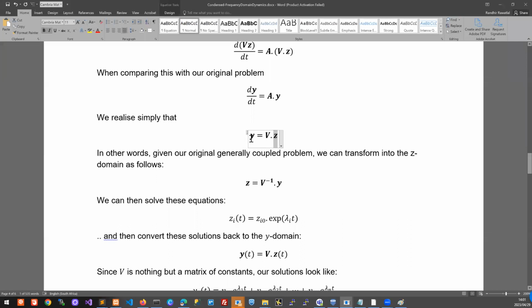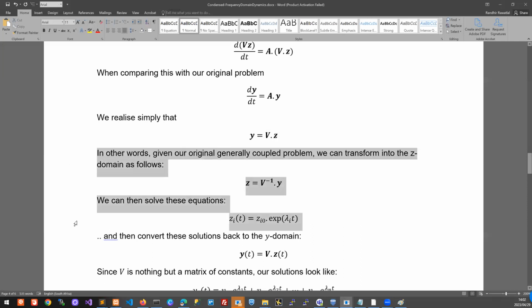So y equals Vz. And what's nice about this is we know Z, we know how to solve Z. We didn't know how to solve y, but we know how to solve Z. And it turns out all we need to do to translate back to y is to multiply by V. And V is nothing but a matrix of constants, right? If we can find the eigenvectors of the matrix A and arrange them in the column space, then this is a known matrix of constants. So that matrix times this vector of Z's, and these we have analytical solutions to. So it's very simple now.